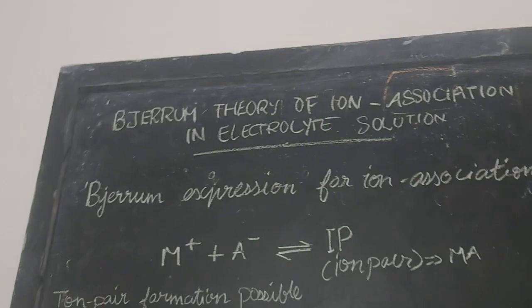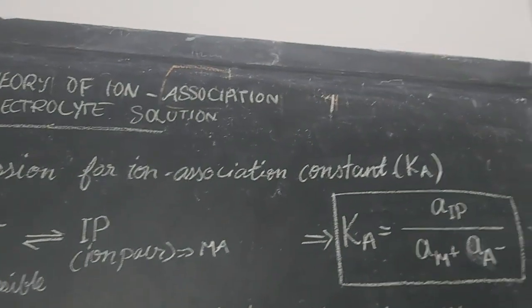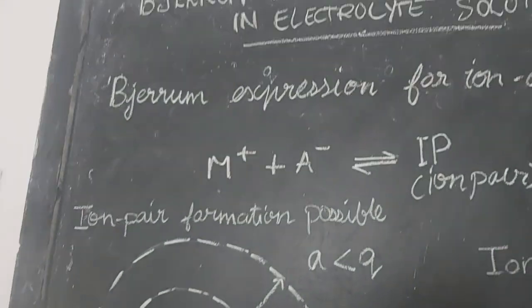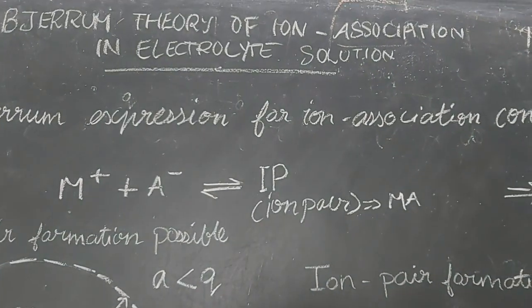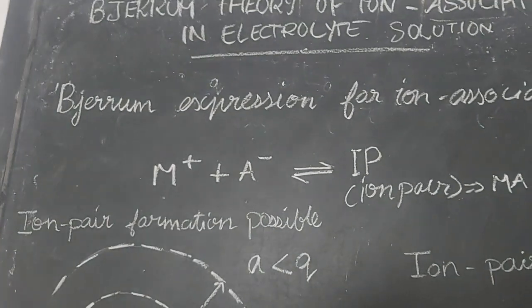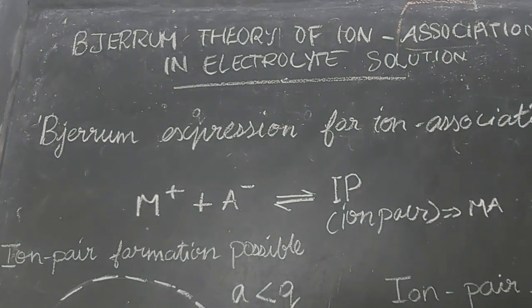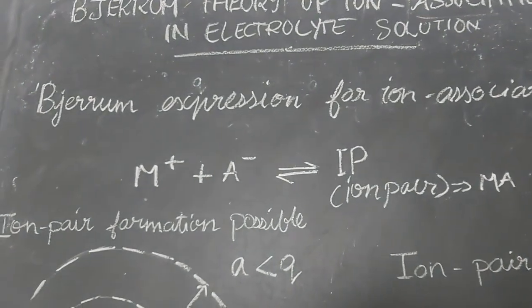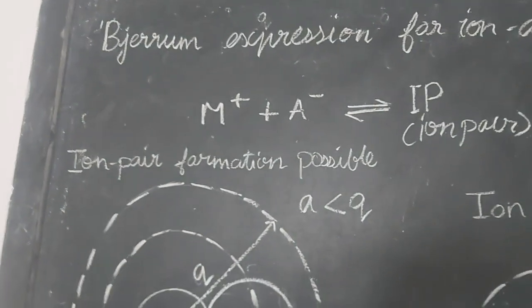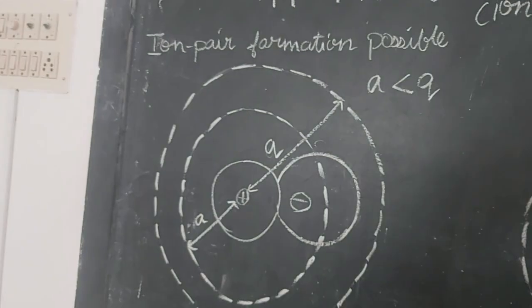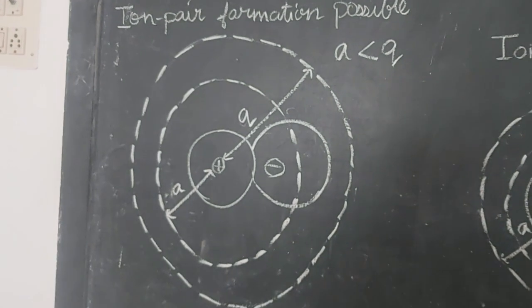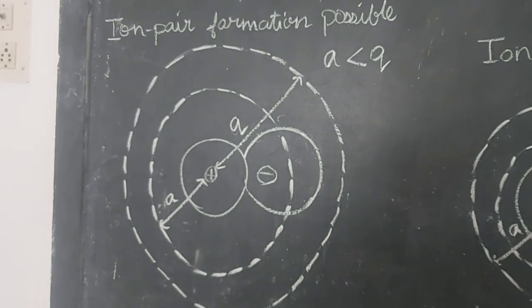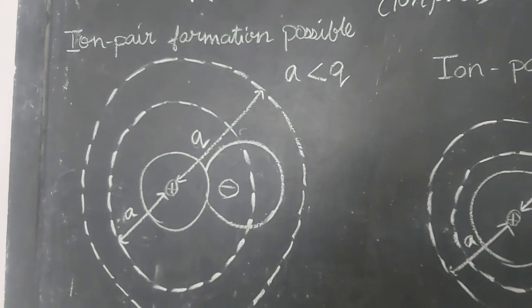And next we'll see the Bjerrum expression for the ion association constant, which is denoted as Ka. Let us take M plus as a positive ion and A minus as a negative ion, which combine to form an ion pair, MA. Let us see how the ion pair will be formed. What is the possibility for that? What is not possible for the formation of an ion pair? Let us consider a and q. Already I showed in the graph which is a and which is q. If a is greater than or less than, what is what?